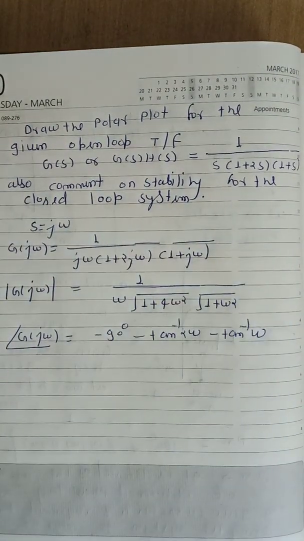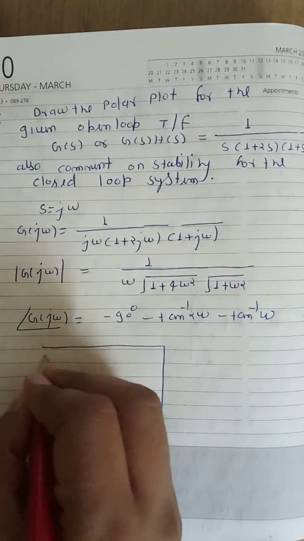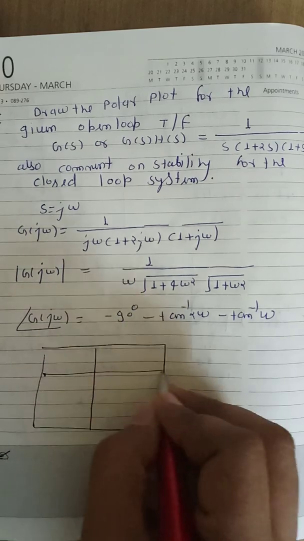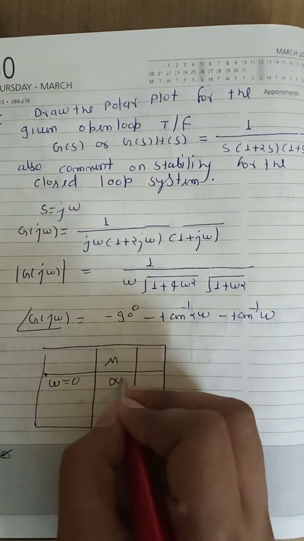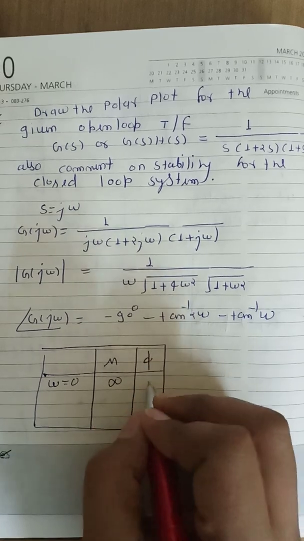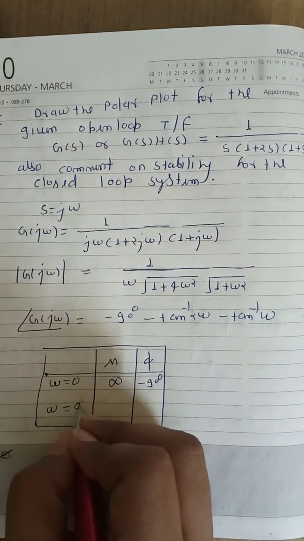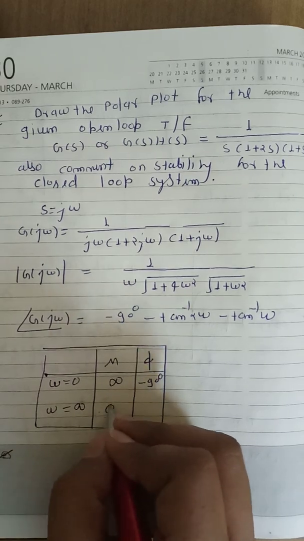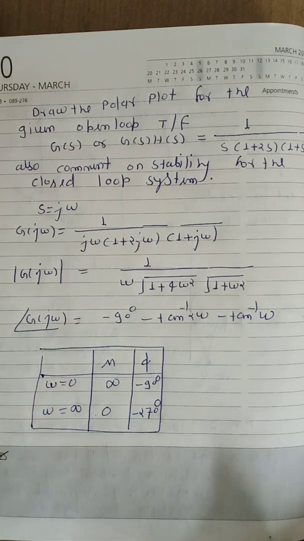Already we have seen. So at omega equal to 0, magnitude becomes infinity, phase angle becomes minus 90 degree. At omega equal to infinity, magnitude becomes 0, phase angle becomes minus 270 degree.